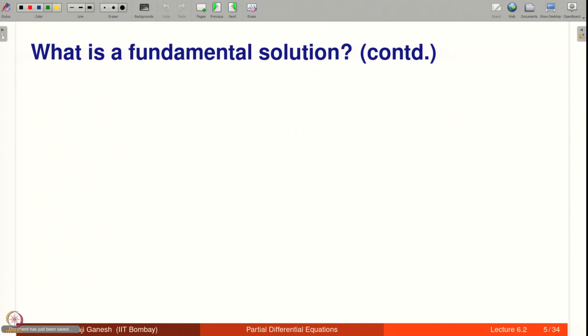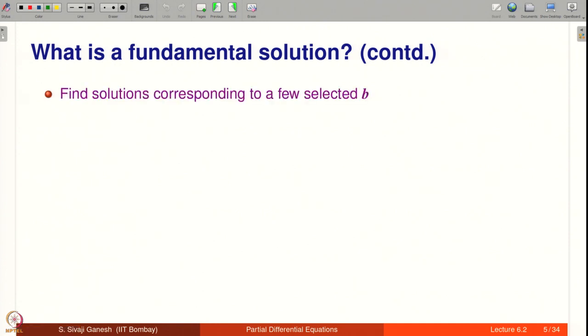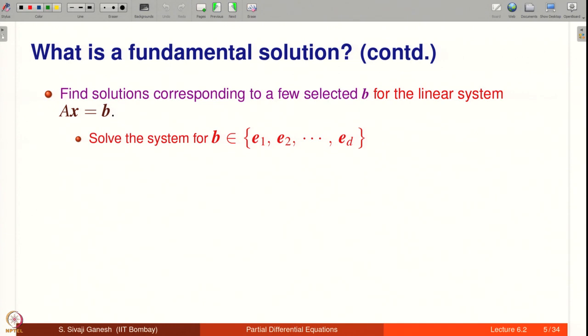So, what is a fundamental solution? Find solutions corresponding to a few selected b for the linear system Ax = b. Solve the system for b in e1, e2, up to eD. That means for b = e1 you solve, for b = e2 you solve Ax = e2, similarly you solve up to Ax = eD. That means D times you solve this system. What are e1, e2, ..., eD? It is a basis for R^D.